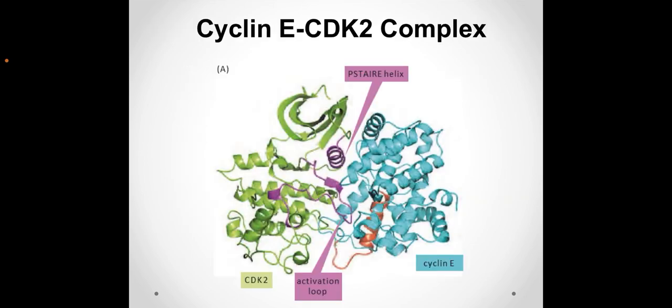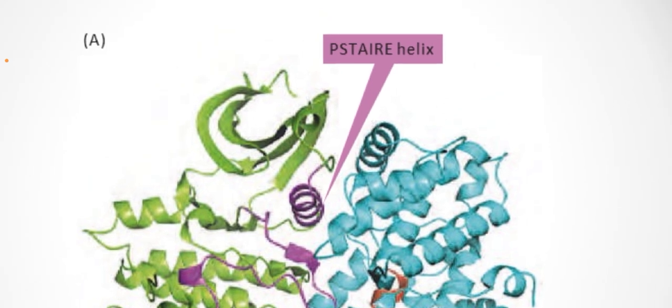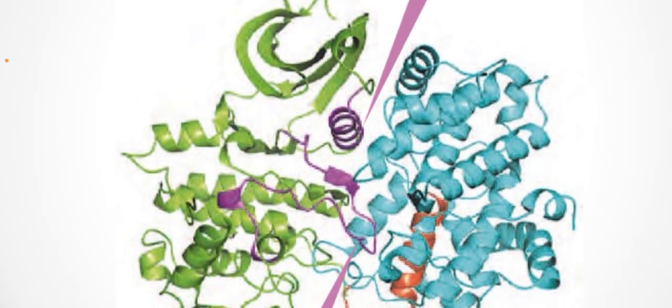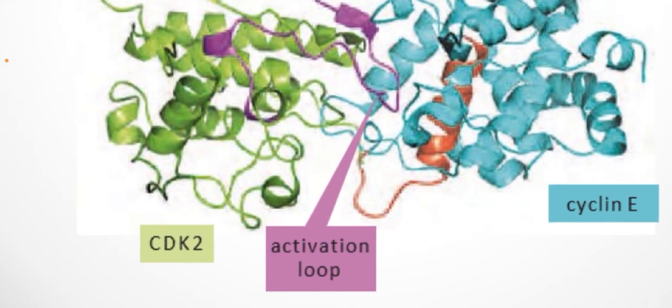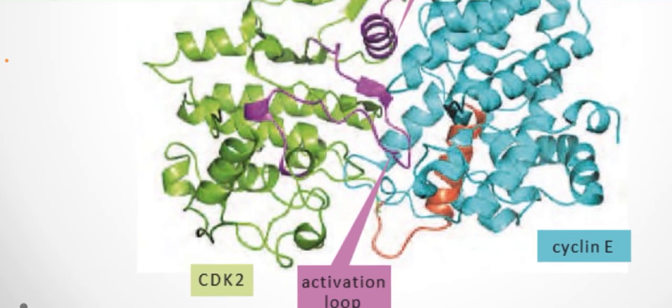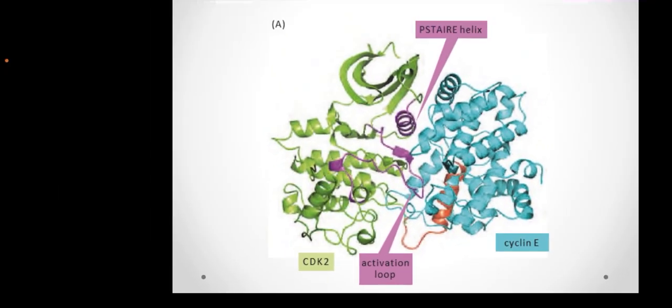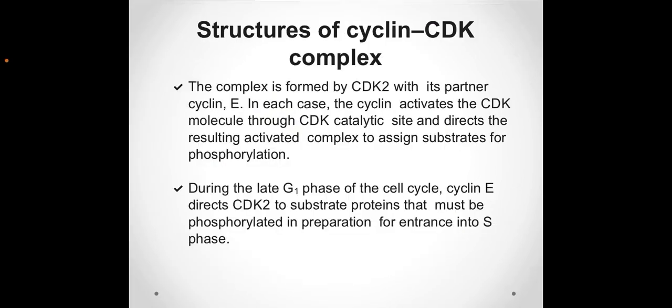So the cyclin CDK complex is in your view. The top structure is showing the PSTAIRE alpha helix, and downstream is the activation loop that is necessary for the activation or binding of the CDK with E-type cyclins. If we talk about the structure of cyclin CDK complexes, the complex is formed by CDK2 with its partner cyclin. In each case, the cyclin activates the CDK molecule through the CDK catalytic site and directs the resulting activated complex to assign substrates for phosphorylation of the downstream targets.